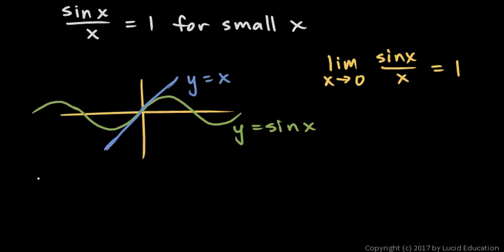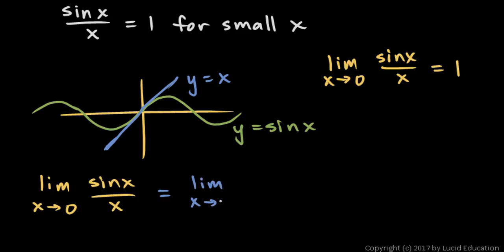We'll start off with this: the limit as x approaches 0 of sine x over x. And you can see that if we let x equal 0, we get 0 over 0. That's an indeterminate form. So let's apply L'Hopital's rule, and we get the limit as x approaches 0 of the derivative of the numerator, which will be cosine x, over the derivative of the denominator, which will be 1.